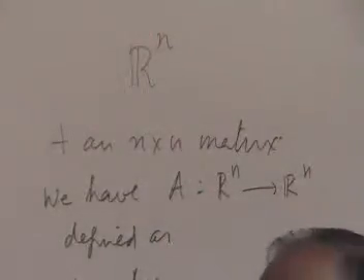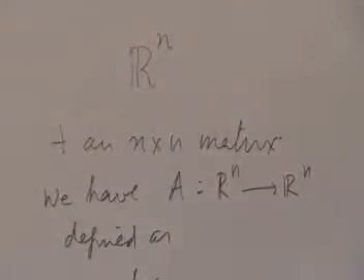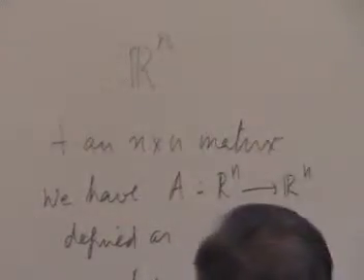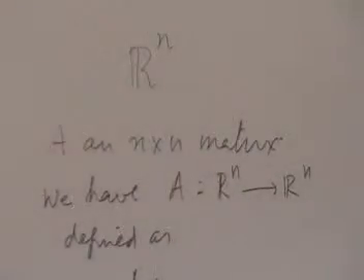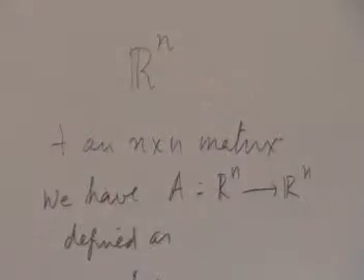So how is this defined? The ith component of the transformed vector is obtained by the matrix multiplication. How do I multiply the vector by the matrix? Take the ith row and multiply it by the vector. So I have to take the ith row and multiply by the jth component. That's how I obtain the ith component of this. I do it for every i.